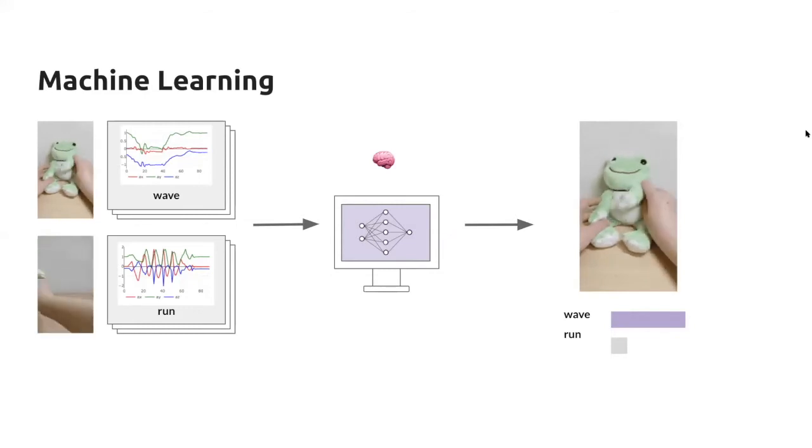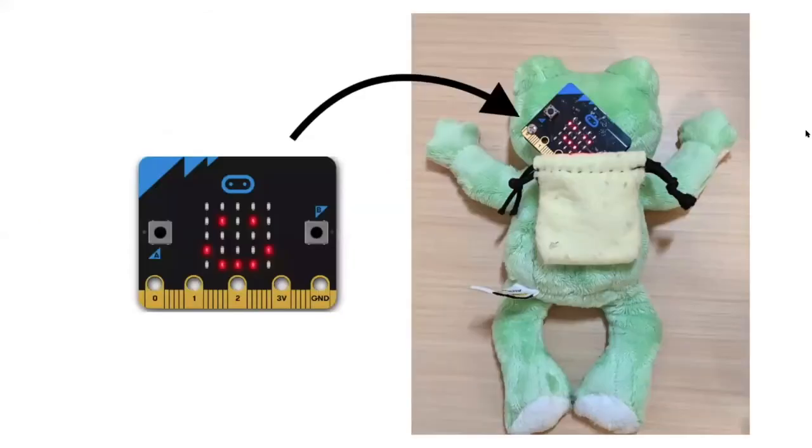So if you go to the next slide, the microbit is a core part of the PlushPal project, or how it works. So PlushPal is using the sensors on the microbit to detect movement, and specifically using the accelerometer, which is a sensor that is embedded on the microbit to detect how it's moved in three different directions. And I'll talk a little bit more about that later.